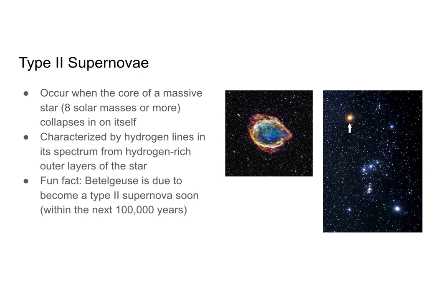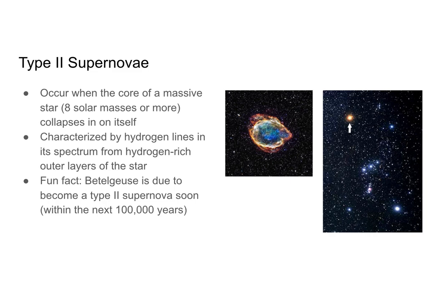And one very fun fact is that Betelgeuse, which is that guy that we've been talking about a lot in the corner of Orion, is due to become a type 2 supernova soon, which in astronomical terms means sometime in the next 100,000 years. So type 2 supernovae are the type of supernova that you guys are used to seeing. This is a supernova that we have when a single star is heavy enough that it is not stable as a white dwarf and goes supernova on its own.